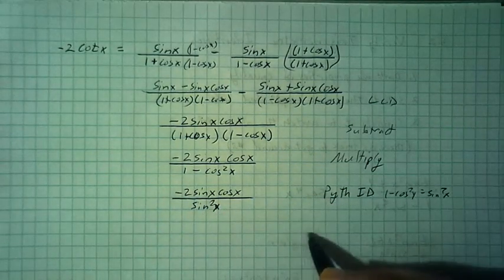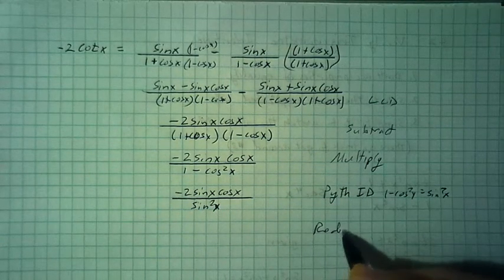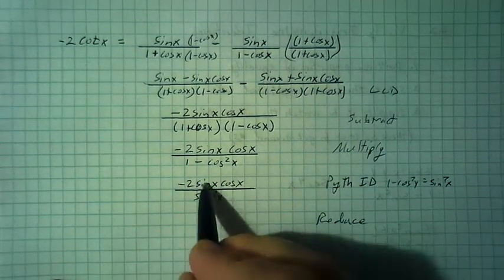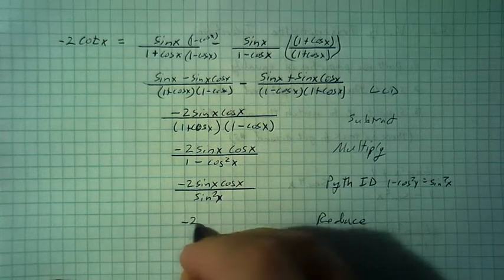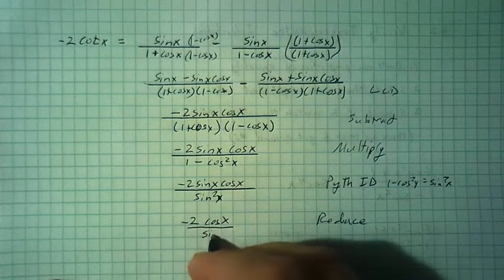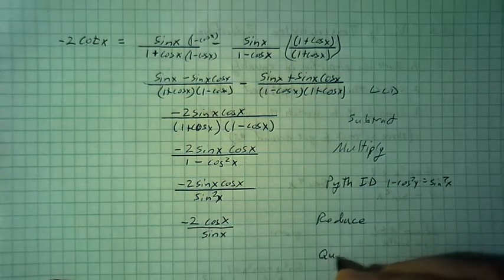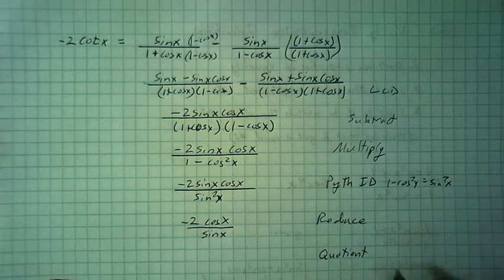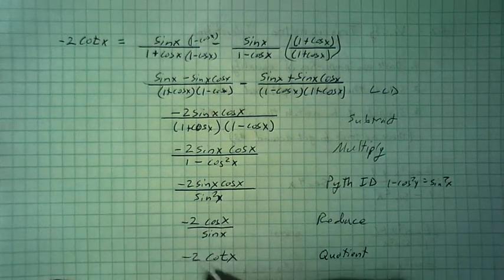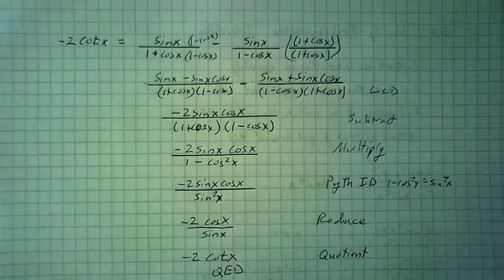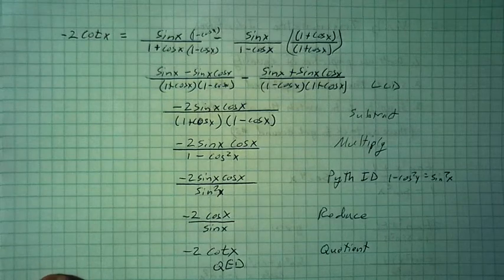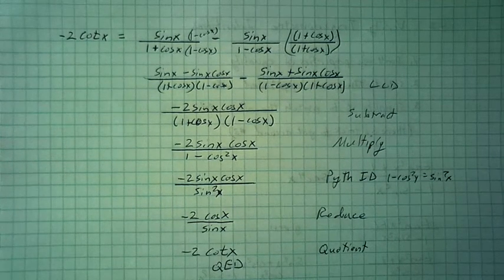Hey, look at that. Reduce. We're getting near the end now. One of the sines on the bottom will reduce with the sine on the top. So I've got negative 2 cosine over sine. And if you remember your quotient identities, cosine over sine is cotangent. Now I'm done. That's where I was headed. Cotangent of x. Negative 2 cotangent x. There it is. Verified.